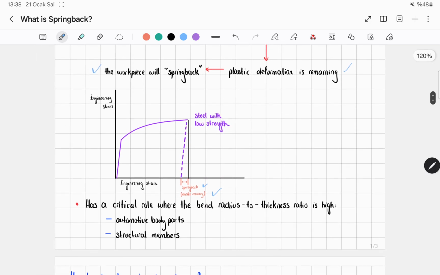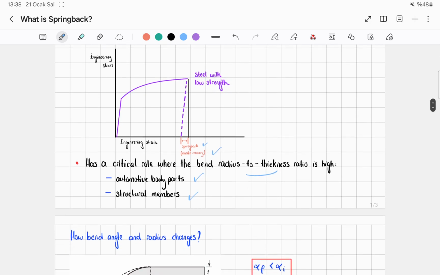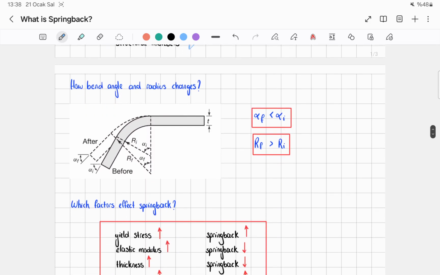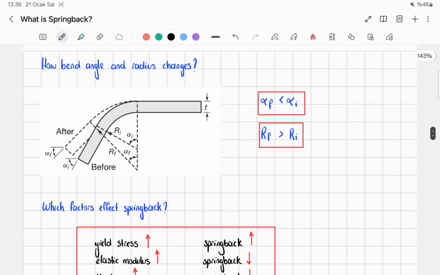So springback has a critical role where the bend radius to thickness ratio is high, such as in automotive body parts and structural members. You will see that more in our examples. I will explain it more. So, how the bend angle and radius change.